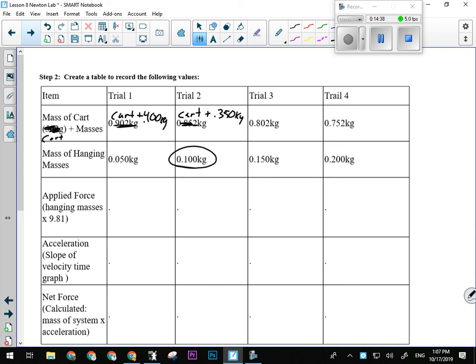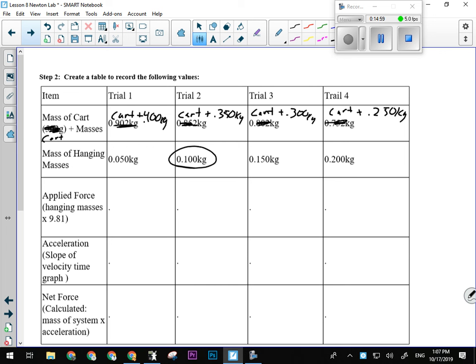Those numbers you'll need in there. So in this one here, cart plus 0.300 kilograms. Cart plus 0.250 kilograms. All right. The applied force is just the mass times what?